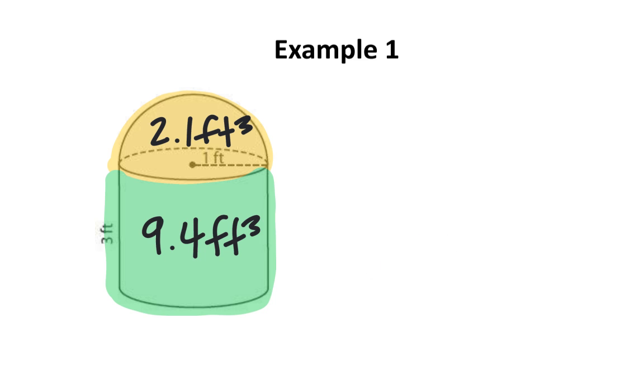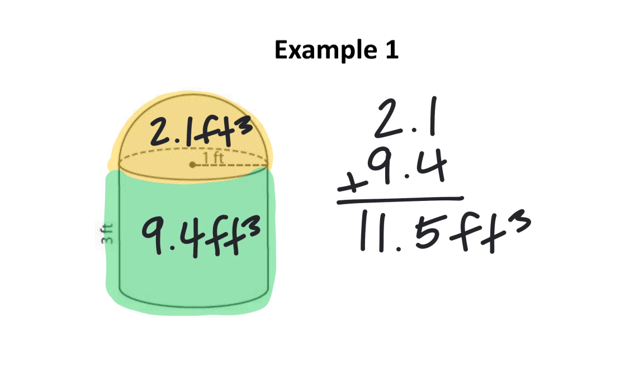To find the total volume of this composite figure, all I need to do is add up the two volumes that I just calculated earlier. I've gone ahead and done that already for you, therefore the total volume of this composite figure is 11.5 feet cubed.